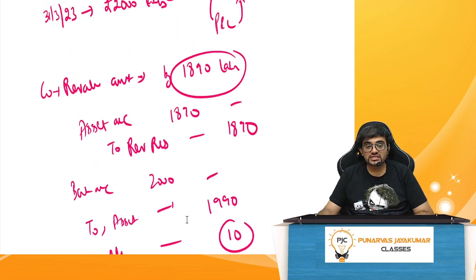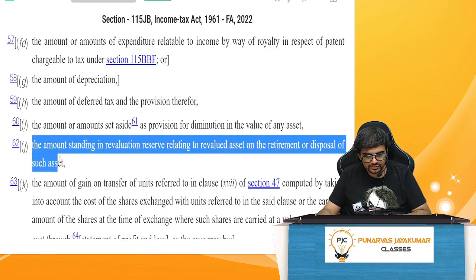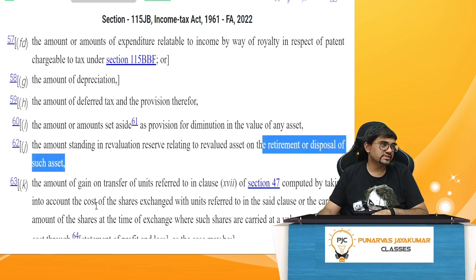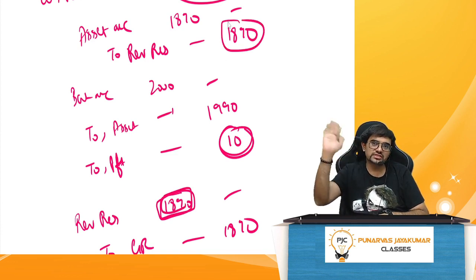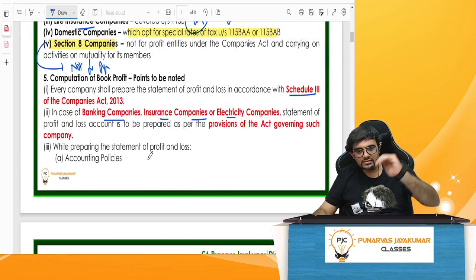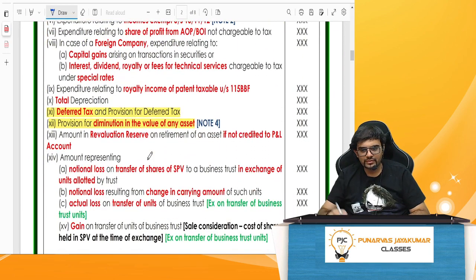To nullify this tax planning, clause number J was inserted. The amount standing in revaluation reserve relating to revalued asset on the retirement or disposal of such asset. Guys, on the retirement or disposal, anyway 10, but this 1890 is the amount which is there in the revaluation reserve account, that also has to be added. 1890 plus 10, basically reverse gear. 1900, you pay tax on 1900. Right? So that is regarding revaluation. Are you getting it, guys? I'm explaining the logic of each and every point, it becomes very simple. So we were discussing here, point number 10.